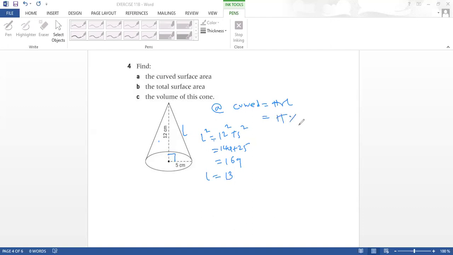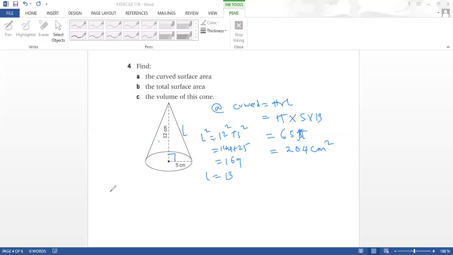So this one will be pi times r times 13. This will surely give you 65 pi. Or if you want to round it to three significant figures, 65 times pi will give you approximately that answer.